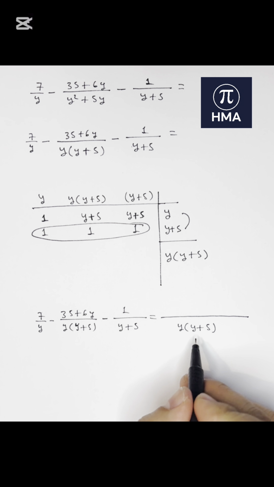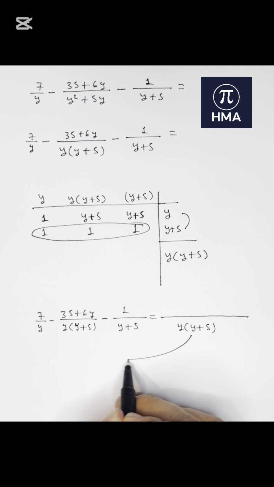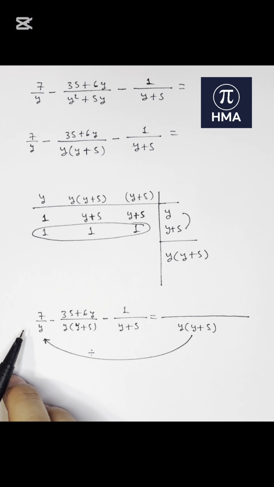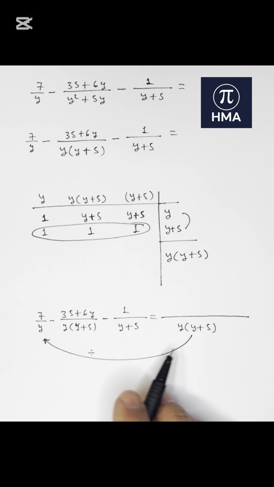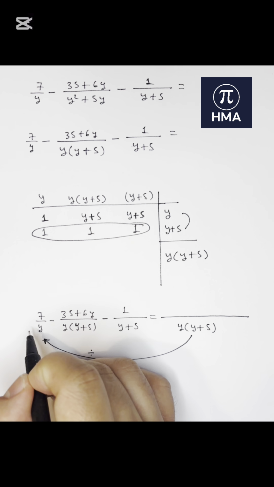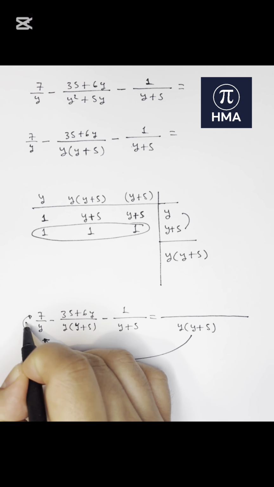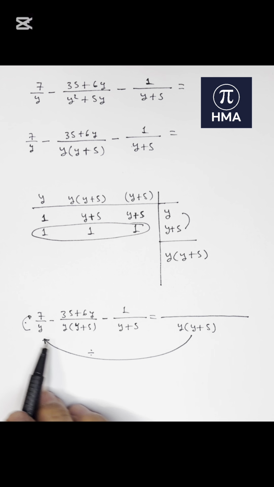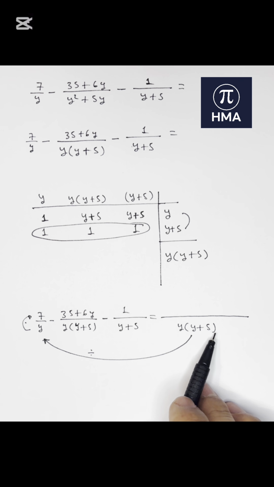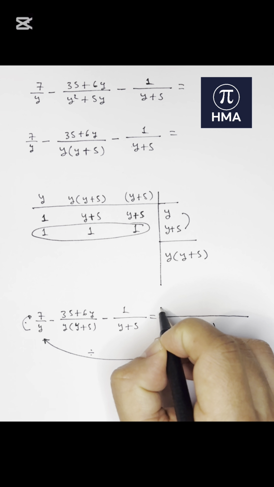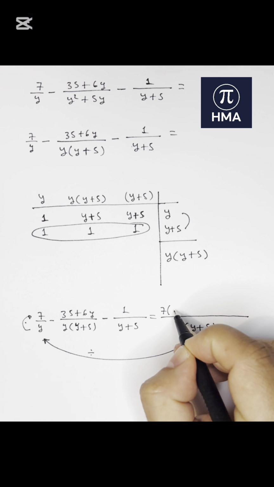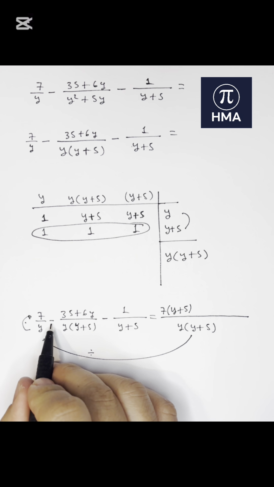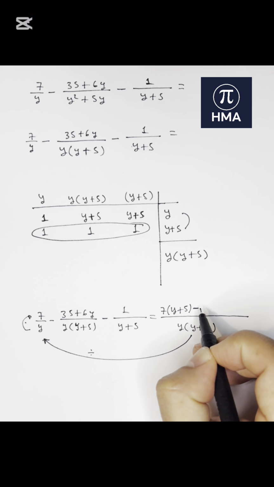So what we need to do is to take this denominator and divide it by the first denominator, and multiply the result of that by the numerator here. In this case, we have y multiplying y plus 5 divided by y. We get y plus 5, and this will be multiplied by 7. Then we get 7 that multiplies y plus 5. Then we have the negative that we will write here.